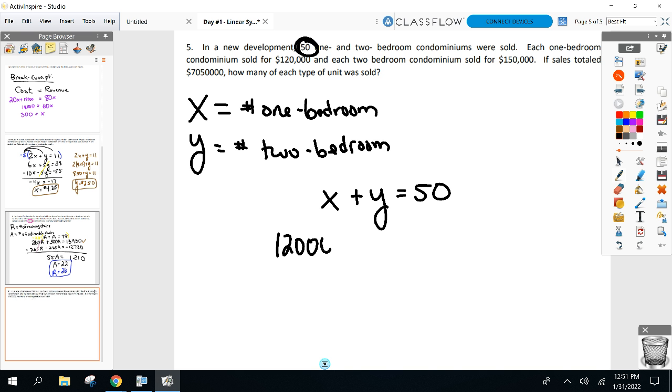120,000x plus 150,000y equal to over 7 million there. 7,050,000, 500,000. One more zero.